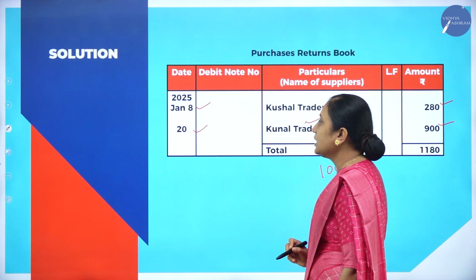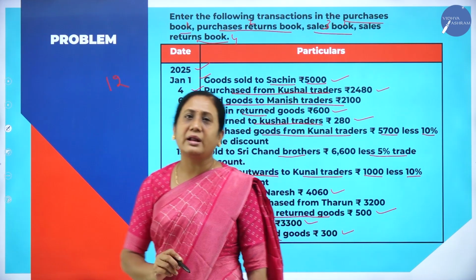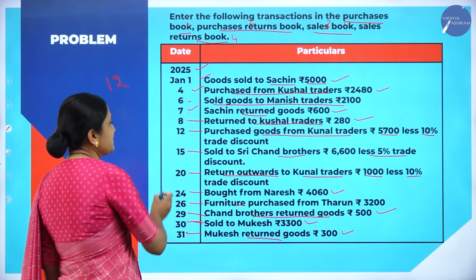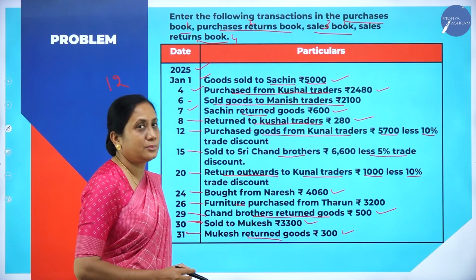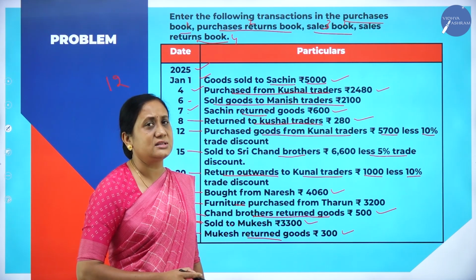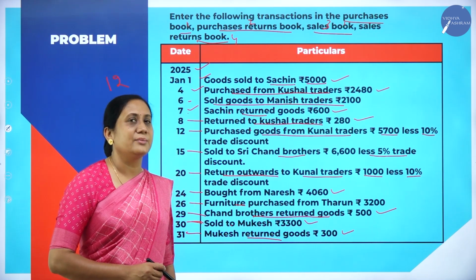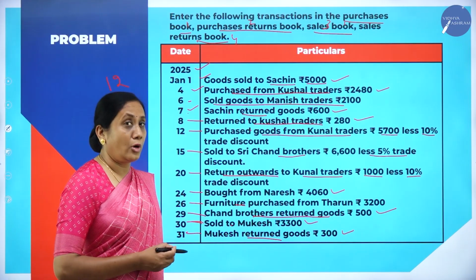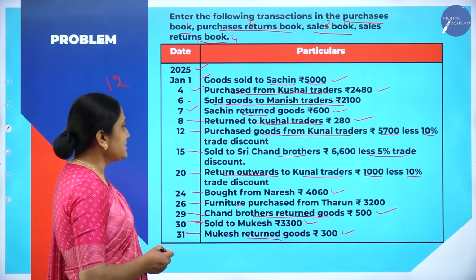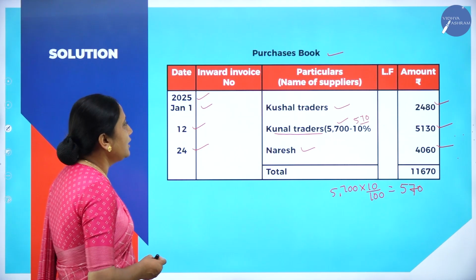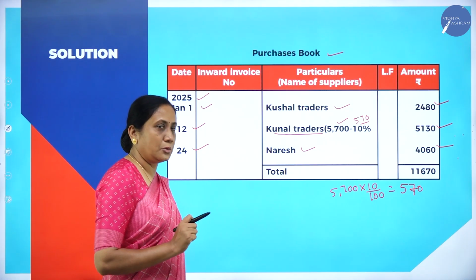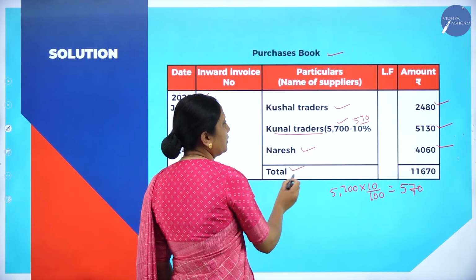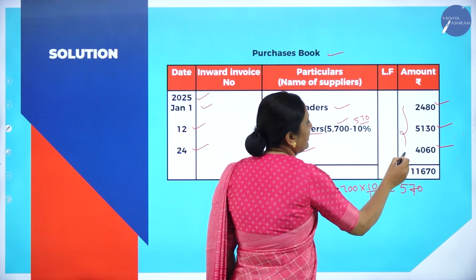See here, students, now we have recorded all the transactions which they have given in the problem. All the transactions are transferred to various subsidiary books like purchases, purchases returns, sales, and also sales returns book. After transferring everything to the appropriate subsidiary books, our next step is totaling. We have to just write the total and keep it.